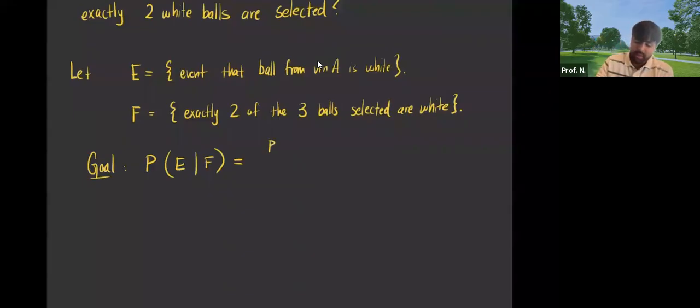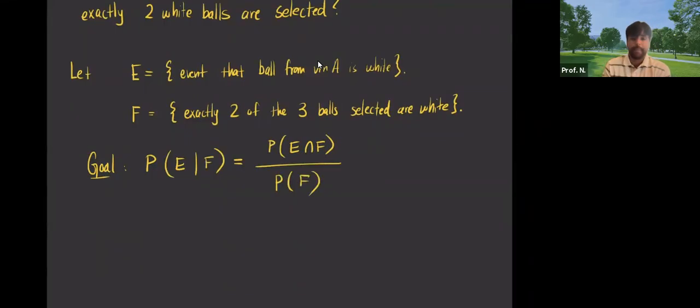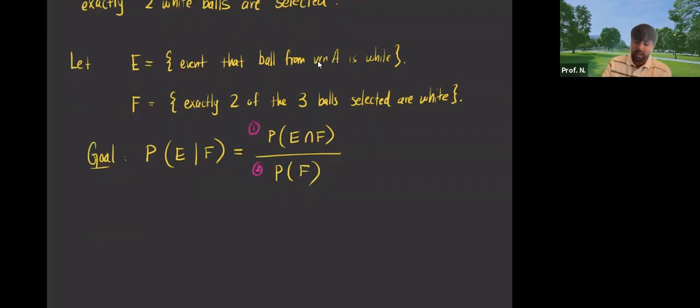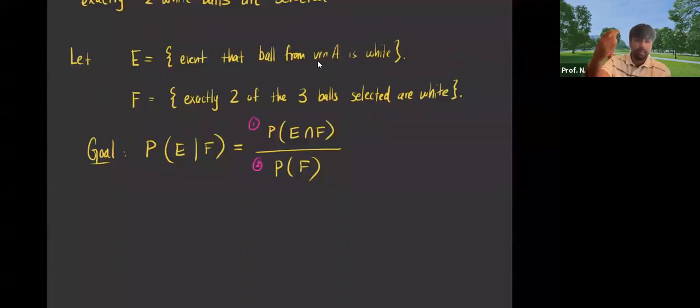And so what do I need to do? I need to find the probability of E intersect F over the probability of F. So for this one, you would have to directly use the formula. Sometimes you can't just go directly to the correct answer the way you could in the previous example. So this is the first one here.